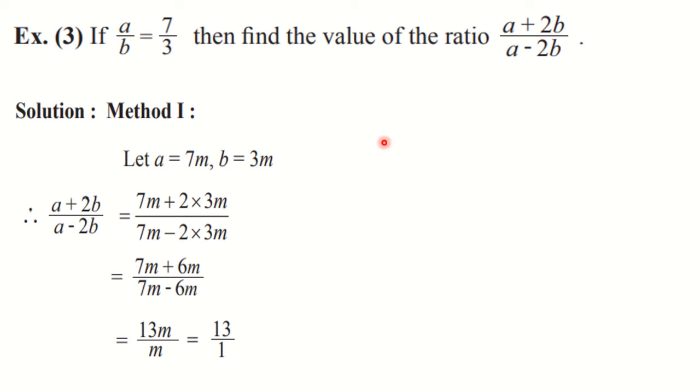Now let us go for the second method, where we are going to use the operations. Observe this. Clearly you can observe that plus and minus are present. That means we are going to use componendo dividendo. Very clear? Then we have to think of the numerator and denominator. Numerator is A and denominator is 2B, so we have to convert it into that form. So start with the given thing.